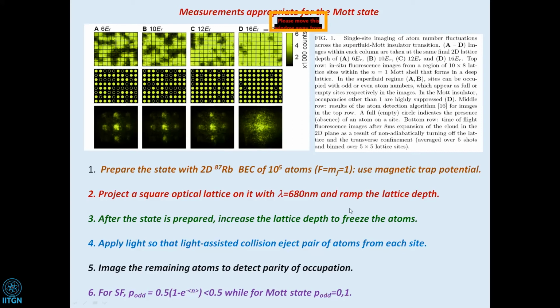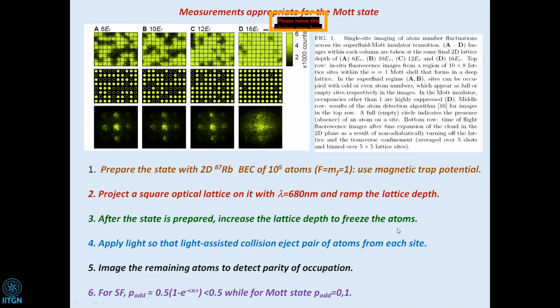That's all. But now comes the difference. Here, after the state is prepared, they suddenly increase the lattice depth to a large amount. So the atoms, after this sudden increase of lattice depth, are essentially frozen to the real space configuration that they had before this lattice depth was increased.